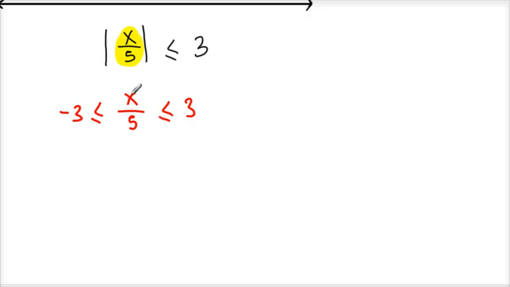Okay, we solve here. I don't want x divided by 5. I want to get rid of this divided by 5, so I'm going to multiply this by 5 to simplify my 5s. But in this case, what I do to one side, I'm going to have to do to both sides here. So I'm going to multiply this side by 5 and multiply this side by 5. So now I have negative 15 is less than or equal to x, which is less than or equal to 15. I'm just going to fix my x here, put it more towards the middle.